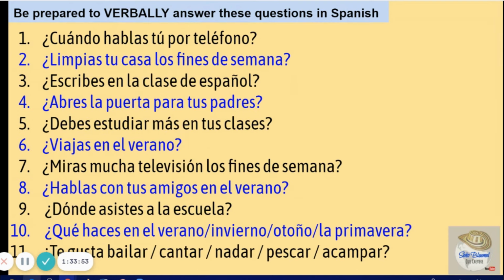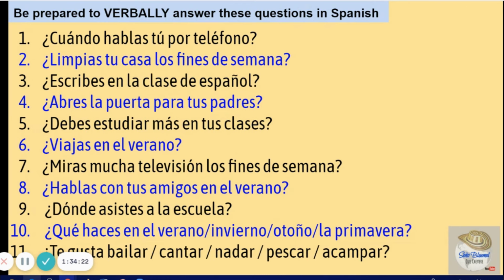Be prepared to verbally answer these questions in Spanish. These are just conversation questions that we practice also in Persona Especial. So, ¿cuándo hablas tú por teléfono? In here, cuando, you're going to see a lot of the question words coming up. So make sure you review the question words. ¿Cuándo? ¿Dónde? ¿Qué? Okay, so ¿cuándo hablas tú por teléfono? When do you speak on the phone?